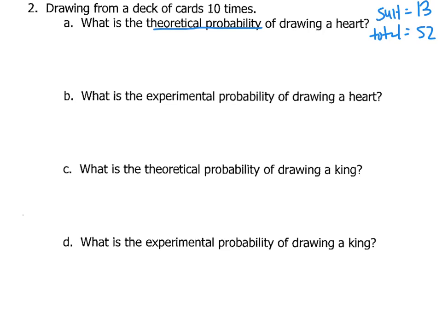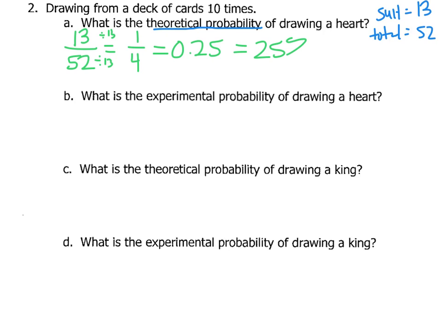Okay, so the question is, what is the theoretical probability of drawing a heart? There are going to be 13 hearts in the deck out of 52 total cards in the deck. So theoretically, I would get a heart 13 times out of 52. Now, you can divide each of these by 13. 13 divided by 13 is 1, and 52 divided by 13 is 4. So this simplifies to 1/4, which is 0.25, or 25%. So theoretically, what we think should happen is we should get a heart 25% of the time.